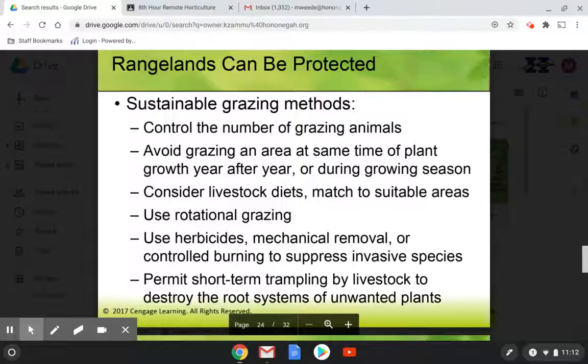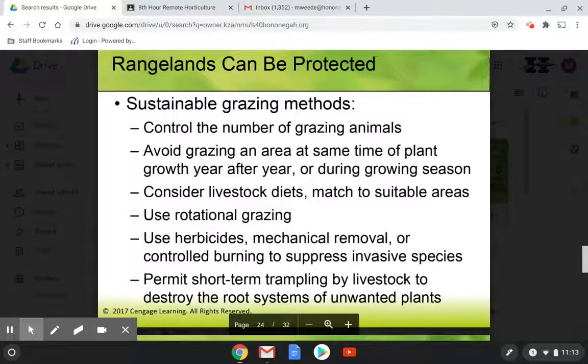We can consider livestock diet, match suitable areas. So again, we can determine how much of that diet is controlled by grass. What you see is that a lot of people that own cattle will feed cattle grain or corn or all this different stuff instead of the grasses that they usually would eat. So again, we can mix it up there and make sure we're not eating grass altogether and grazing too much.